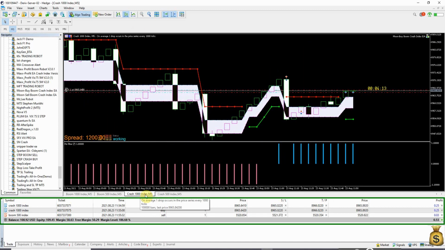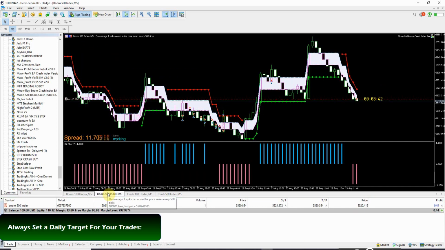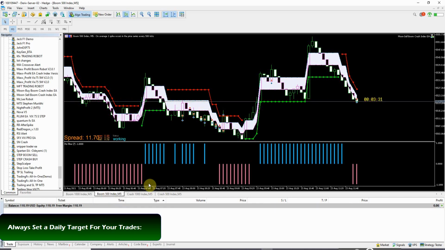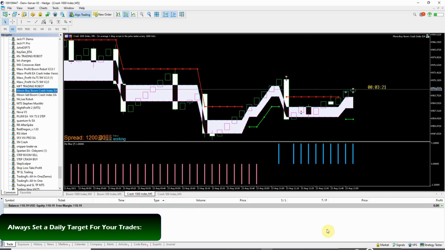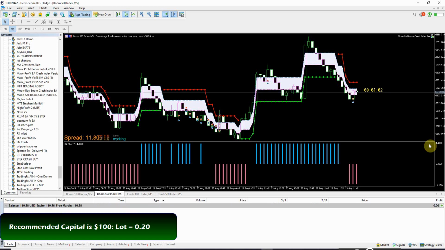3 trades executed. Profit made so far using this strategy is $10. Always set your daily target while using this strategy to avoid overtrading. Make at least 10% of your account daily. You need at least a $100 capital account to trade using this strategy. Use the lowest lot so that in case of a drawdown, you will be able to hold your trade. Apply extra technical analysis to know when to close a particular trade.